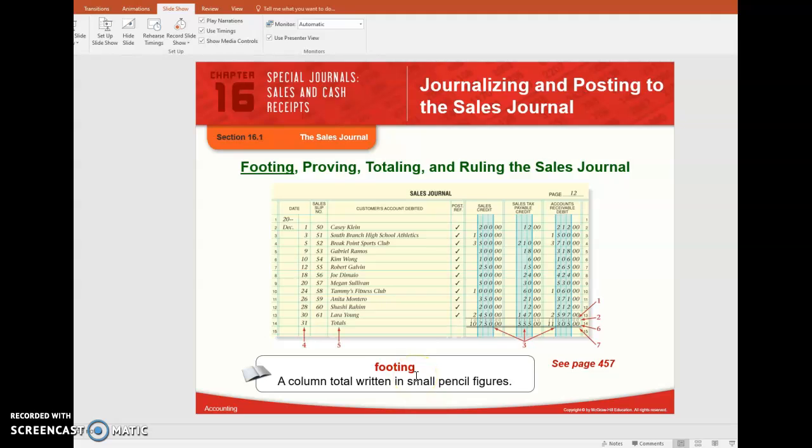Footing just means it's a column total written in small pencil. Like you see these little numbers right here. I don't really get into that, but that's what footing is. Like when you see right there, the faint numbers above the actual dark numbers, totals. So that's what footing is.